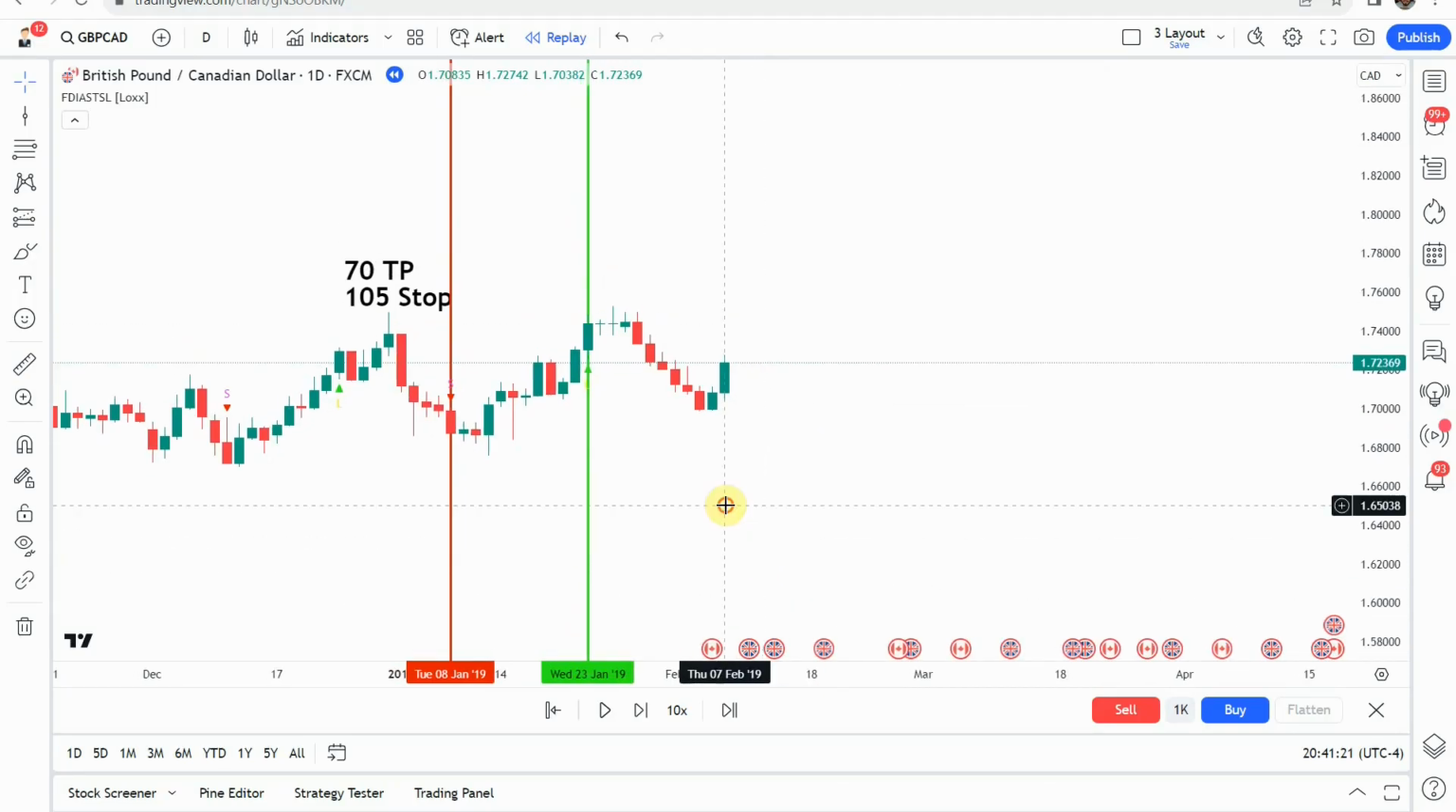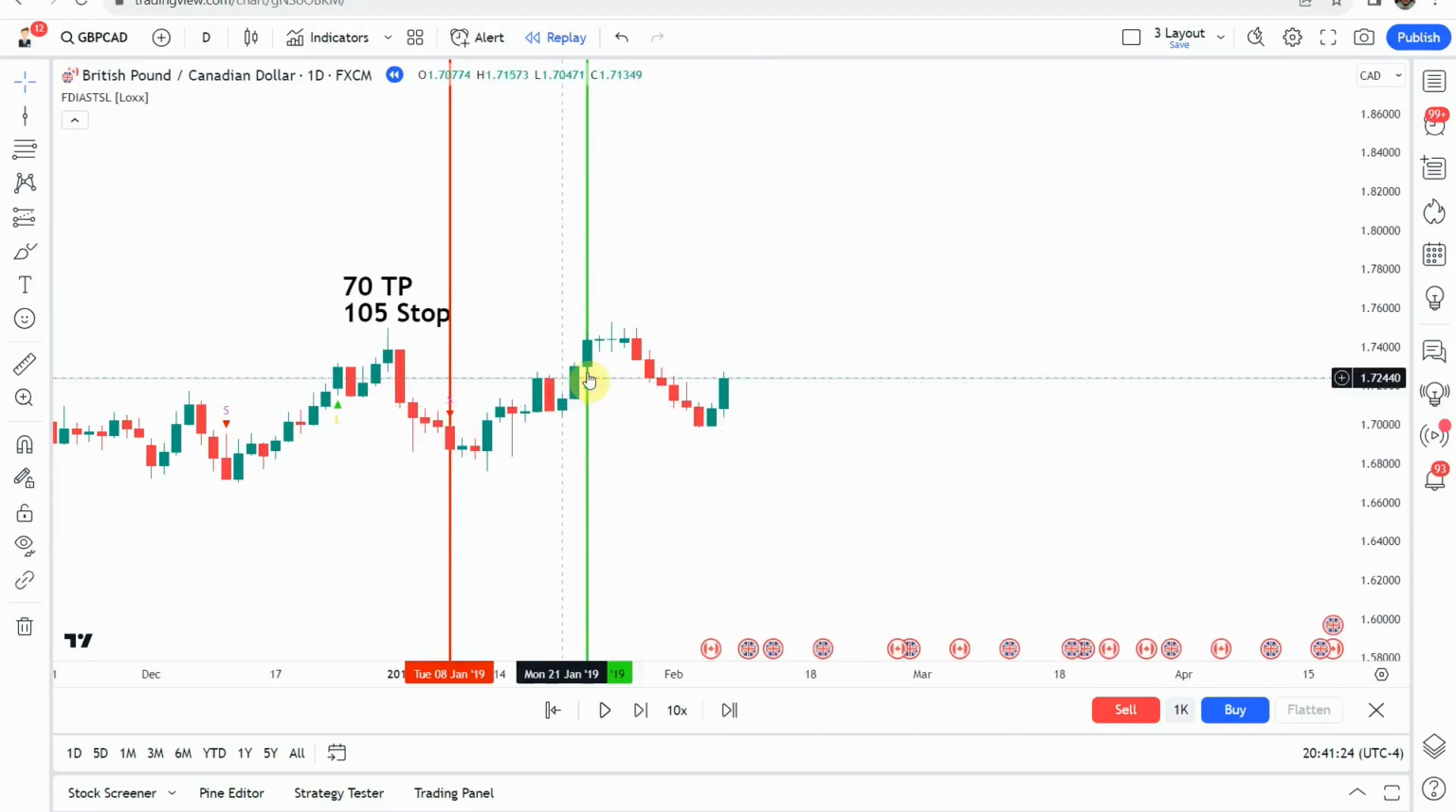Alright, the next signal that we pick up is a long signal. We get that yellow L and green arrow right here. Again, it's really hard to see. It's small, but it is there.